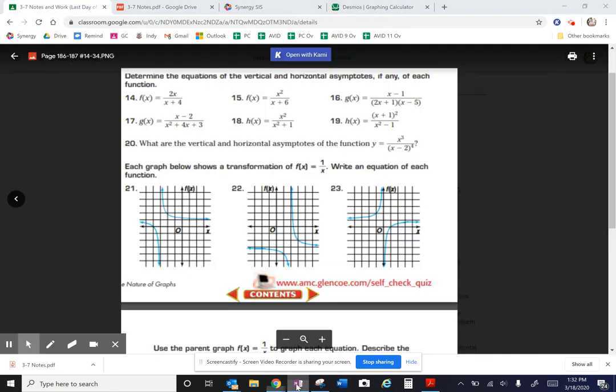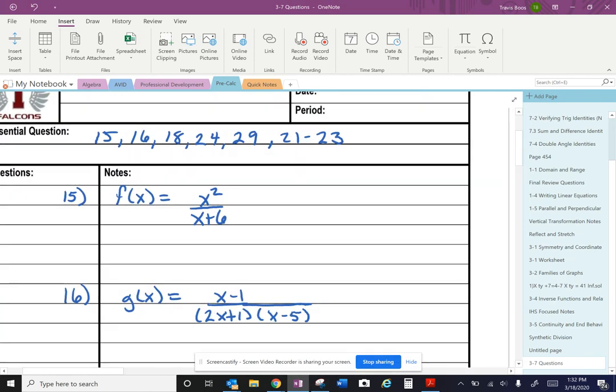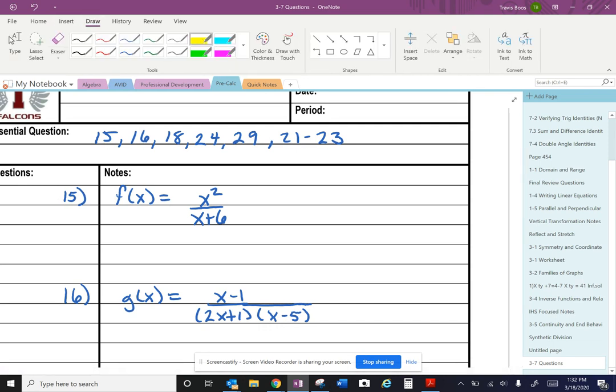The first question we're going to go over is number 15. Right away I notice that the power up top is 2 and the power on the bottom is 1. That means there is no horizontal asymptote, but there is a slant asymptote. The instructions didn't ask us to find the slant asymptote, but if you wanted to, you would have to use synthetic division. So the only asymptote asked for here is where x equals negative 6. This is a vertical asymptote.